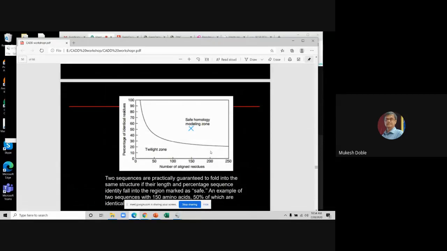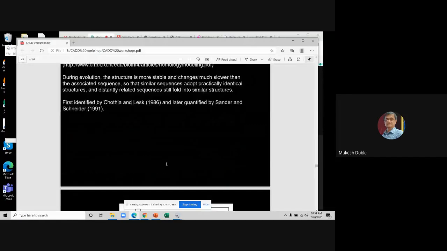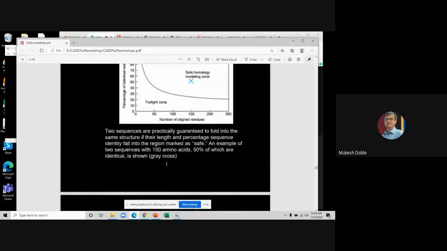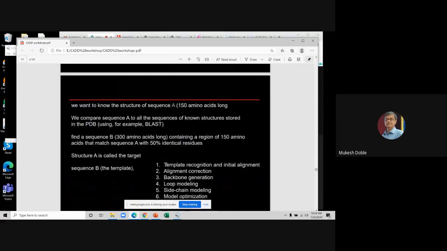In this graph, anything above that line means it's safe to consider the structure of the template protein to build our model protein. So proteins are conserved. That's a very interesting thing that has happened in evolution. Many faraway proteins with a little more than 35% sequence similarity show similarity in structures.